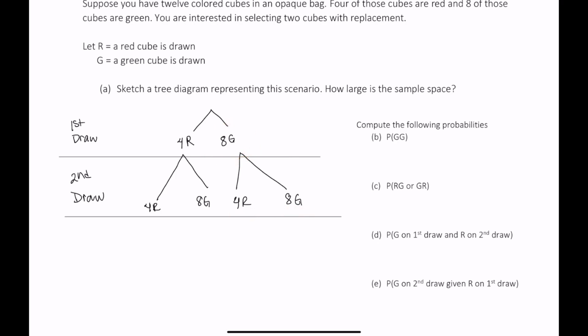Now let's talk about the possible outcomes. So for each of these red cubes, there are 4 red cubes that can be selected. So the total possible number of ways to get 2 red cubes is 16. That's 4 times 4. Now to draw a red cube first, there are 4 ways to do that and 8 ways for each of these red cubes to draw a green cube. So there are a total of 4 times 8 is 32 ways to get red then green.